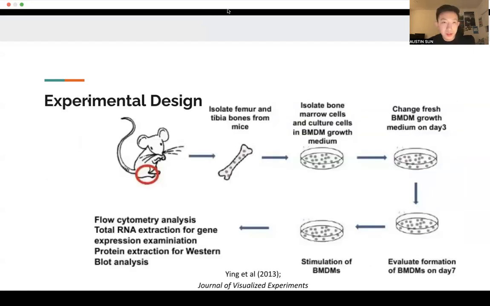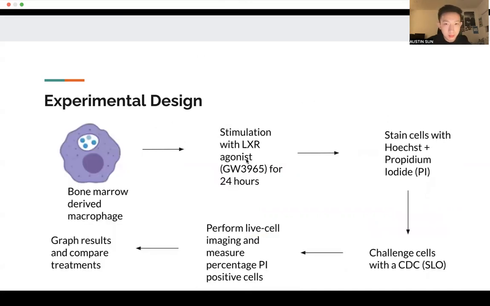Okay, so now hopping into experimental design. First we start off by isolating the femur and tibia bones surgically from a mouse. Then we flush out all the bone marrow within the femur and tibia bones. And then we culture these cells in a specific medium that allows us to differentiate them into macrophages. So we're generating bone marrow-derived macrophages, also known as BMDMs. We let the BMDMs grow for about 3 days, and then we change to fresh media. And usually by day 7, they're fully formed and matured. So at that point, they're ready for any sort of treatments or stimulations that you want to give them.